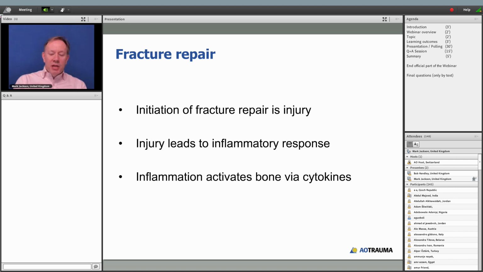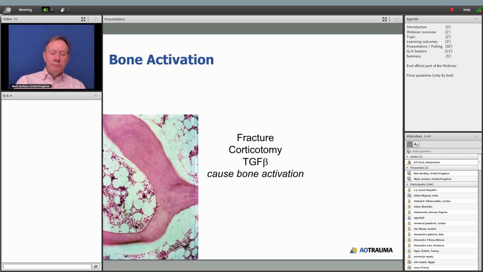So the initiation of this process is by an injury, and the injury will cause an inflammatory response, which is key to the initiation, the start of the process. The inflammatory process will be mediated and will also activate specific bone cytokines to lead to this orderly sequence of repair that we see.